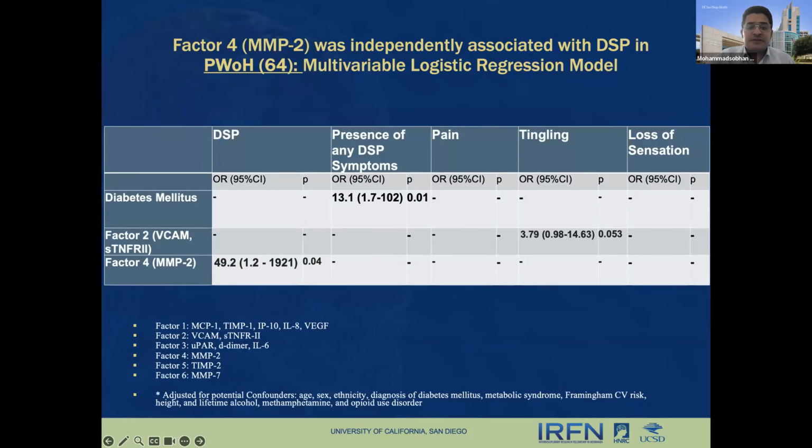In people without HIV, after adjusting for confounding factors, we did observe that an increase in MMP2 or factor 4 was associated with increasing risk of DSP. And for factor 2, there was a borderline p-value for increasing risk of tingling or paresthesia after adjusting for confounding factors.